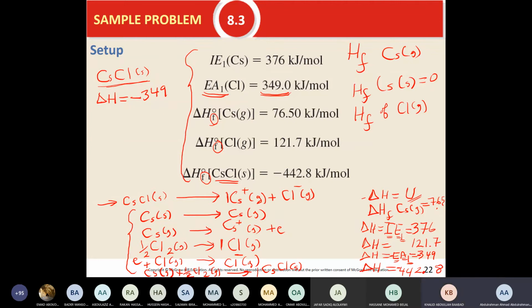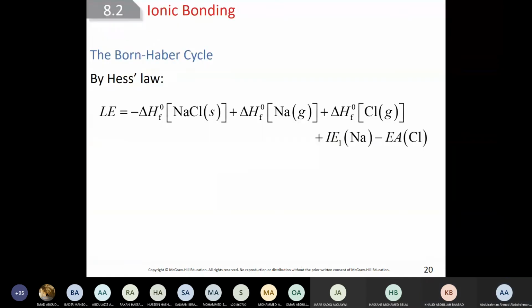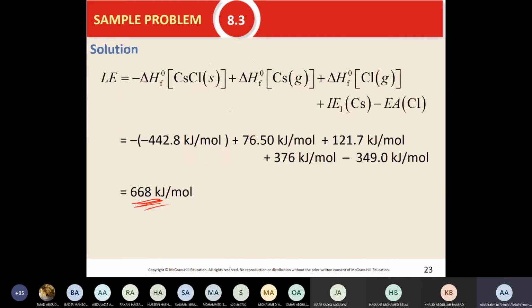What's the name of this process? Born-Haber cycle. Don't forget the name. Born-Haber cycle. Okay, I hope you know it.